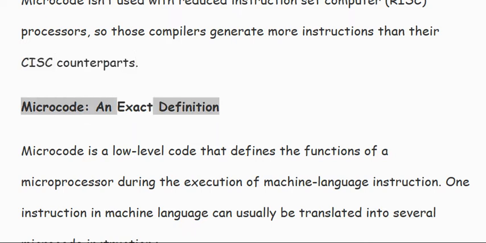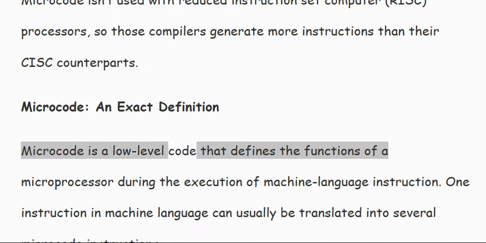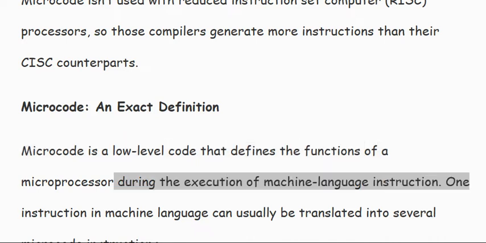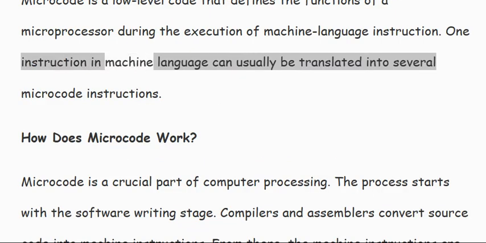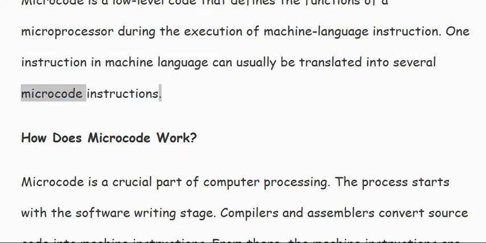Microcode, an exact definition. Microcode is a low-level code that defines the functions of a microprocessor during the execution of machine language instruction. One instruction in machine language can usually be translated into several microcode instructions. How does microcode work?